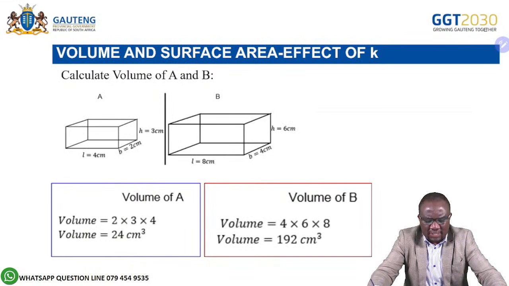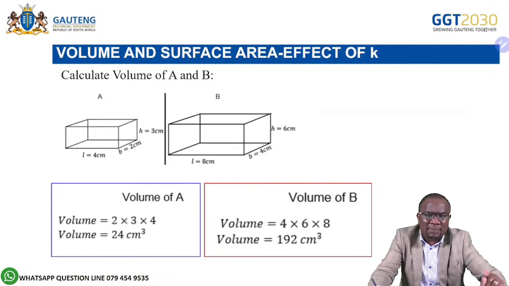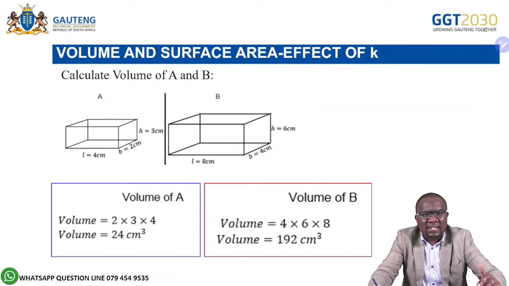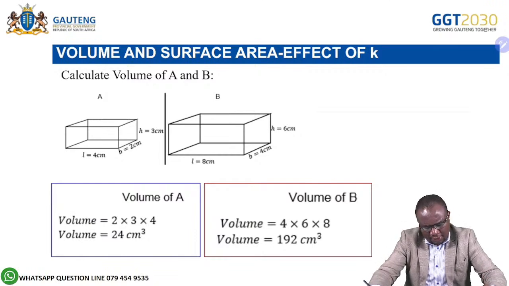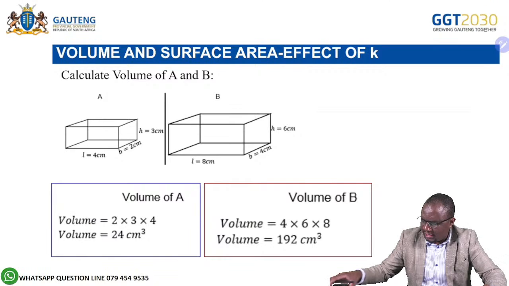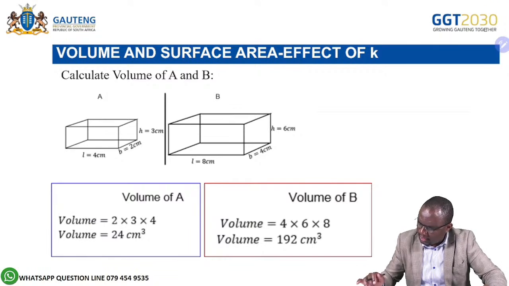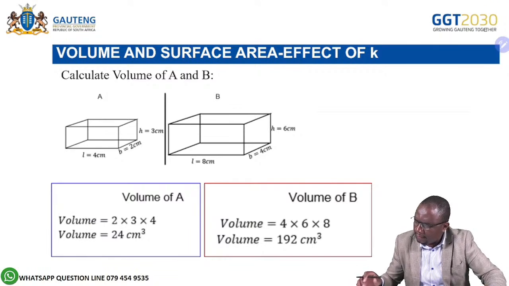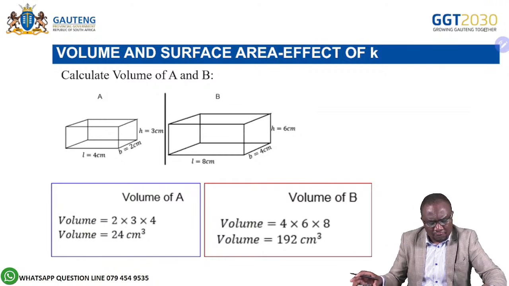Right, welcome back, grade 10s. Let's see. What did you find out? What do we multiply 24 with to get 192? Remember, what did you do to the dimensions? We multiplied every dimension by 2, isn't it? Right. Now, if you say 24 times 8, let's see. 24 times 8, 192.